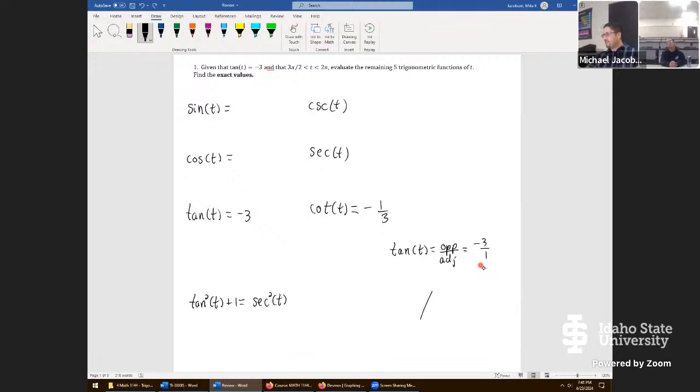Let me try again. I want to make it a little bit steeper. About like this. Here's the angle t, and maybe what I should have done as a first step if we're doing the right triangle approach. So let me try again.